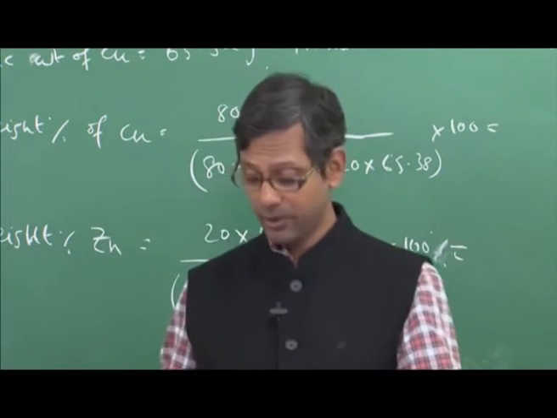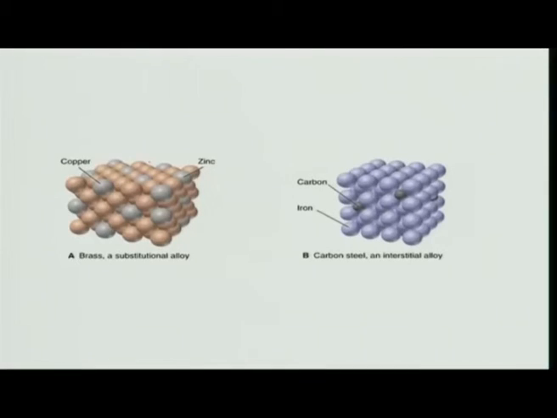Now there is another type of solution which can happen. Let me explain here. This is the 3-dimensional copper zinc substitutional solution known as brass. Brass you all know, it is used in cooking utensils or even in temples. You can see the zinc atoms, shown as grey atoms, replacing the copper atoms in the FCC copper lattice. That is why this is called a substitutional solution.